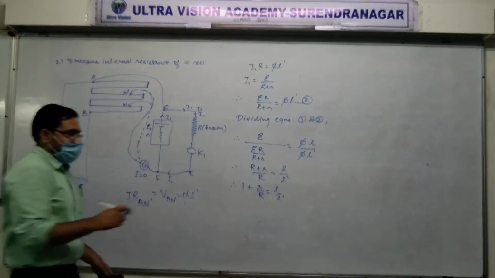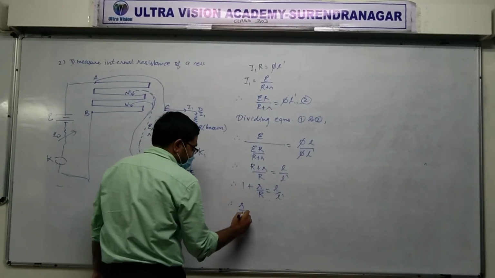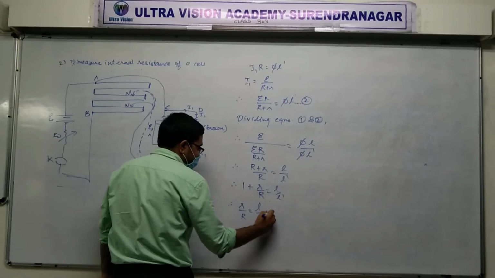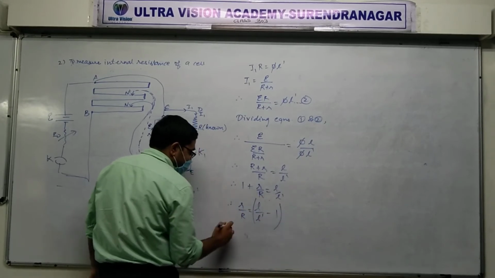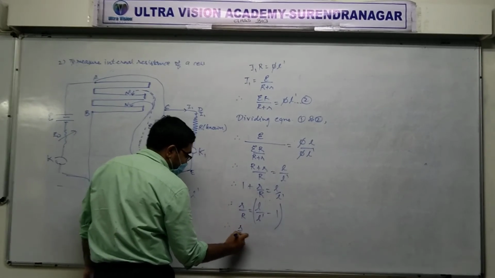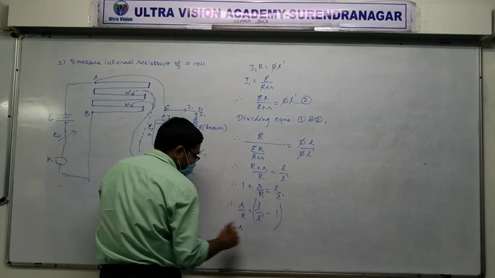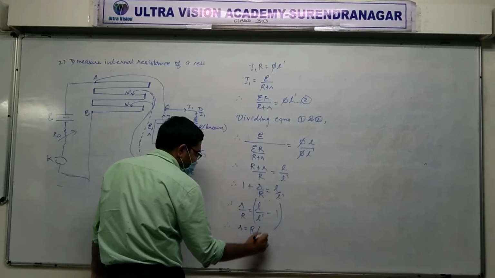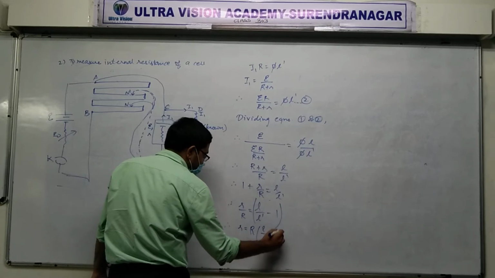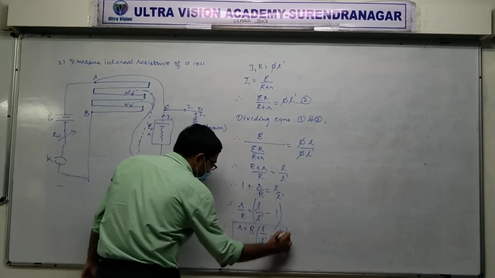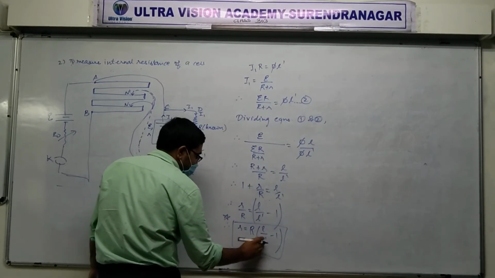small r upon capital R equal to L upon L dash minus 1, and therefore small r is equal to capital R into L upon L dash minus 1. That's the formula to remember.